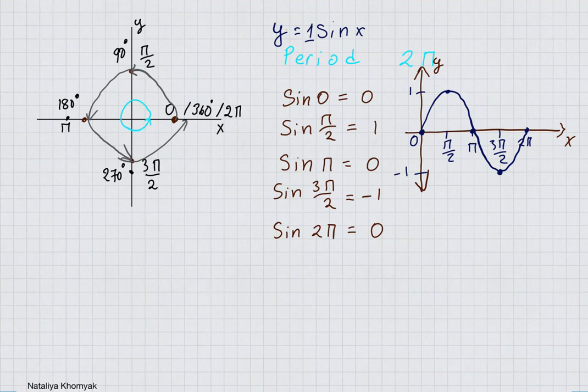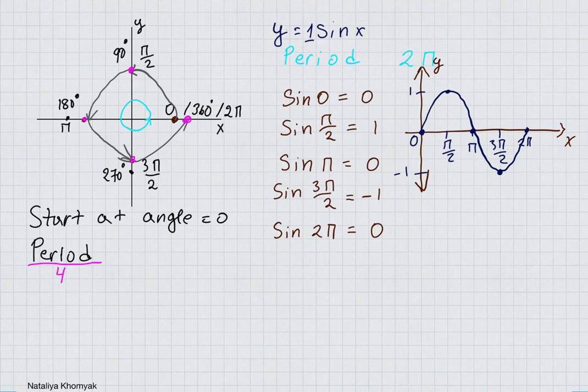There are two things you need to remember. You want to start at angle equals 0. Then you want to take the period and split it into 4 pieces. That will give you the increments to add to your starting angle. Our period was 2 pi. We divide it into 4 pieces, and this simplifies into pi over 2.